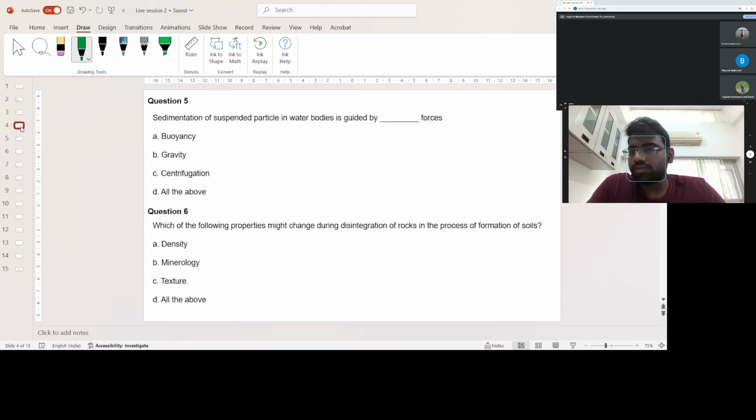Let us move to the fifth question. Sedimentation of suspended particles in water bodies is guided by dash forces. Option A, buoyancy. Option B, gravity. Option C, centrifugation. Option D, all the above.